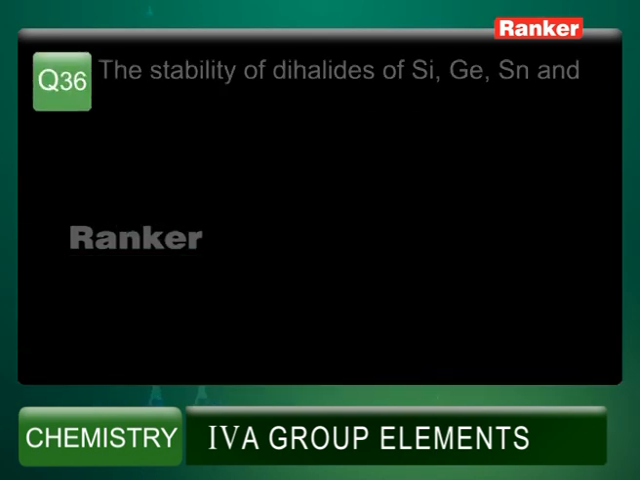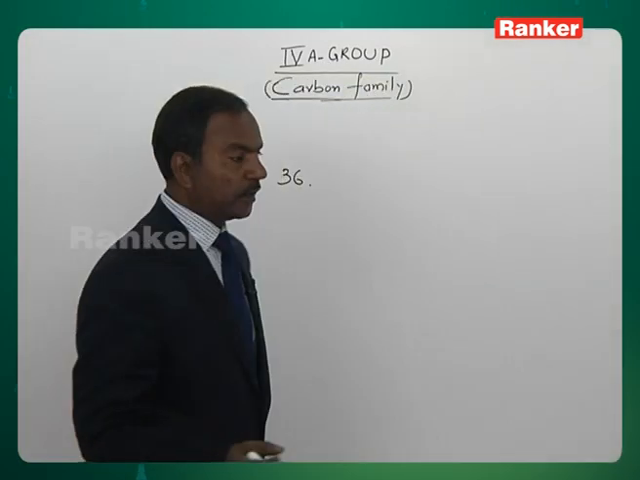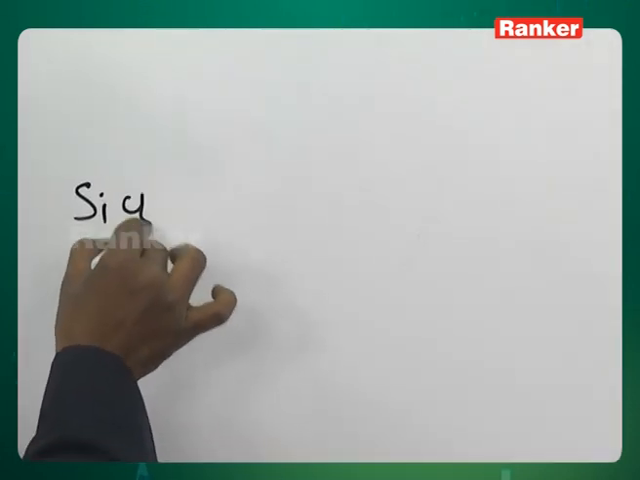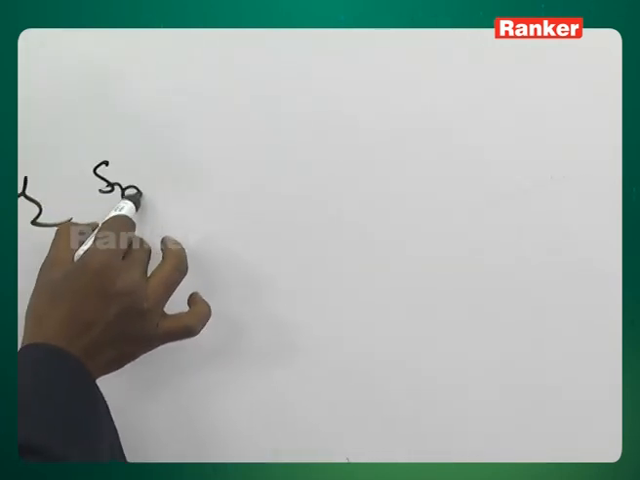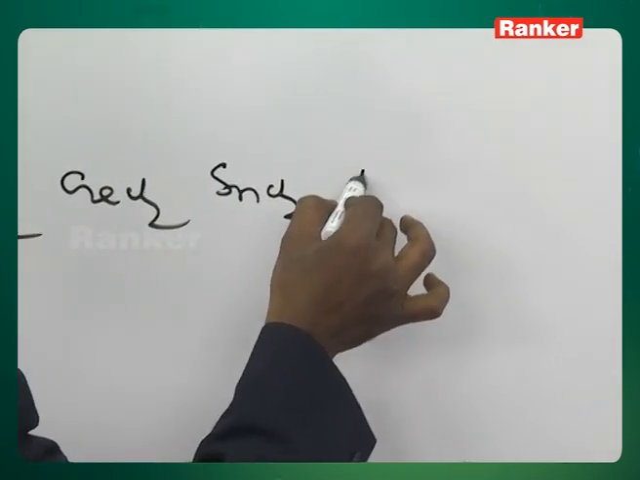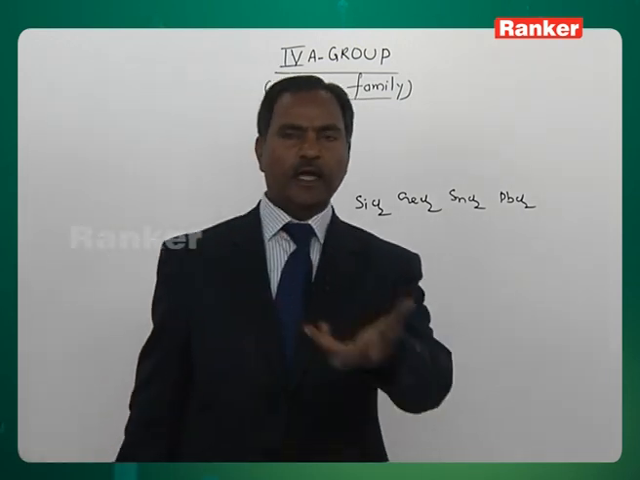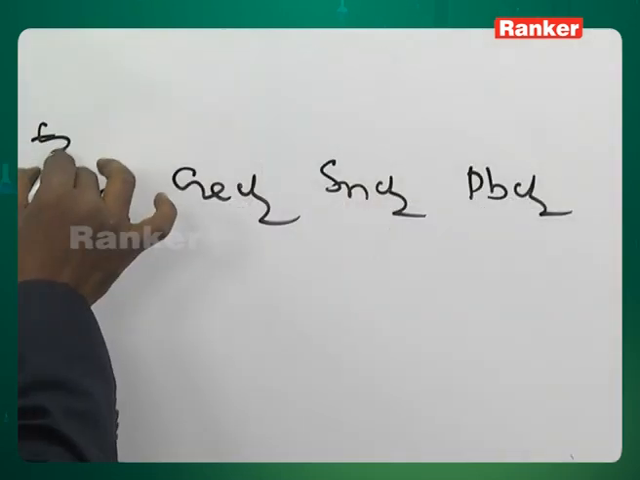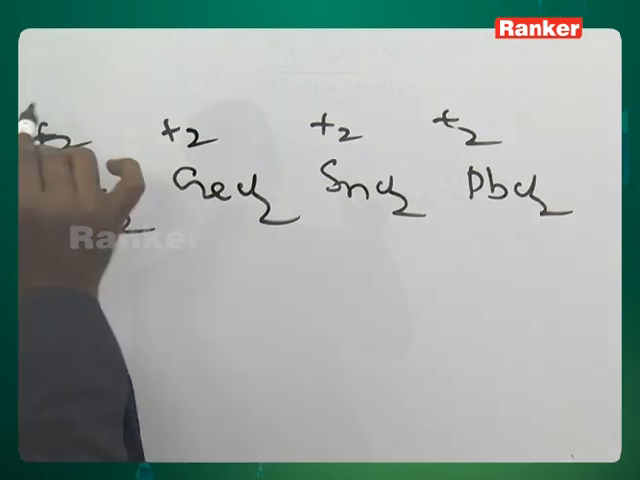Question number 36. The stability of dihalides of silicon, germanium, tin and lead increases steadily in the sequence. You will write the dihalides, SiCl2, GeCl2, SnCl2, PbCl2. These are the halides, dihalides. All are having plus 2 oxidation state, plus 2.